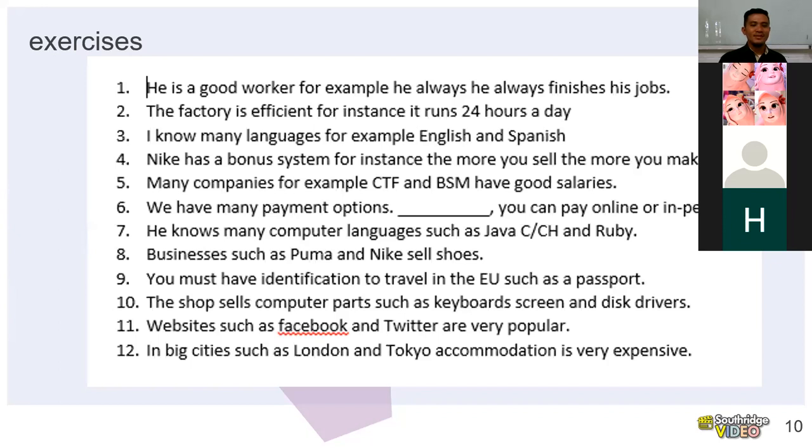Number 3. Monica, okay. I know many language. Full stop. For example, comma, English and Japanese. And should be a capital letter. Let's try once again. Repeat once again. I know many languages. Full stop. Many languages. For example, comma, English and Japanese. Yes or no?